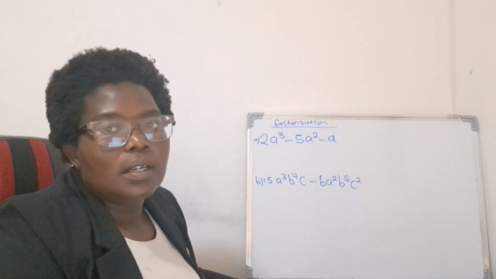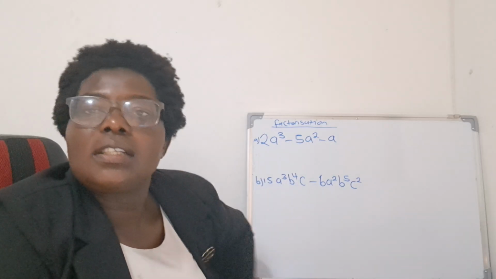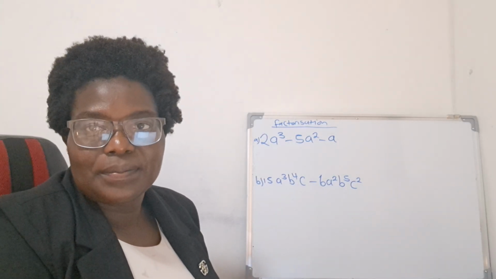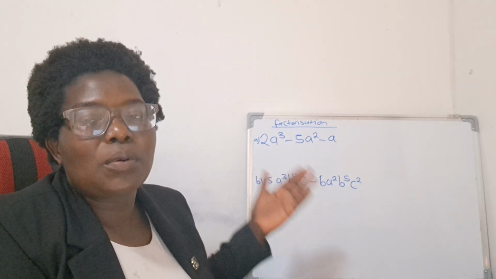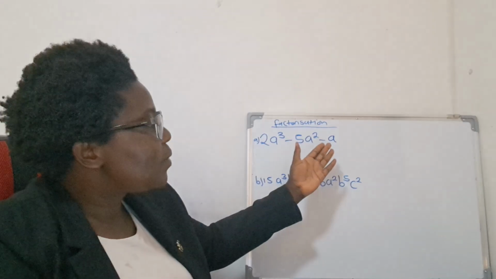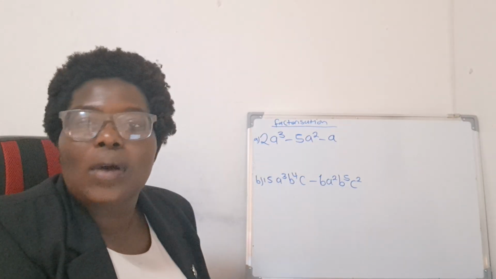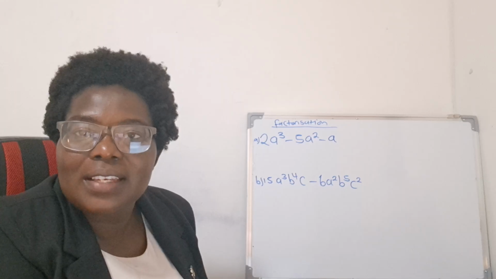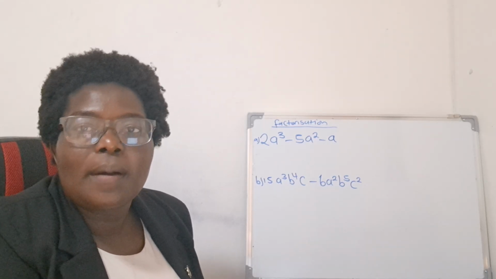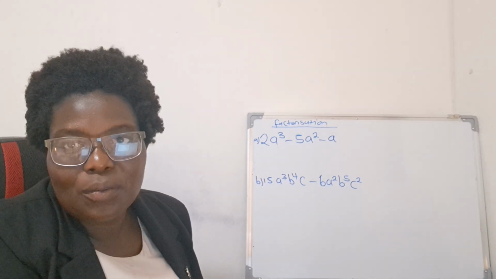Factorization. Let's factor out. When you're doing factorization, you find what we call the highest common factor that can divide 2a cubed minus 5a squared minus a. So from this scenario, what is the common factor? What do you think is the common factor?